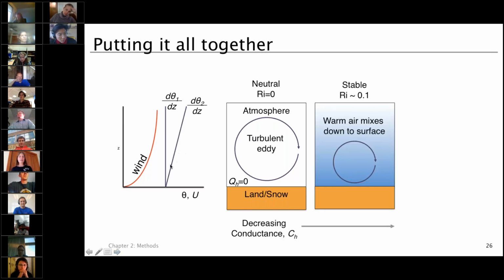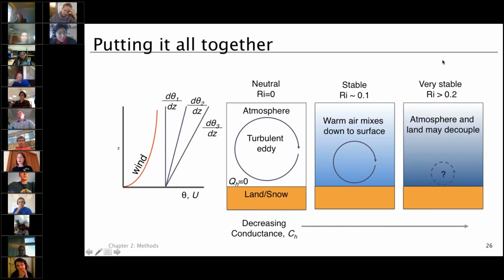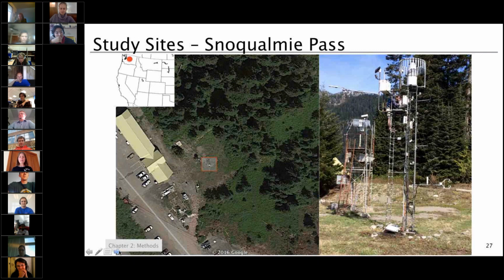Okay, so now we start getting gradually stable. So temperature is increasing, we have warm air, we have decreasing conductance because now we have some stability, buoyancy is reducing mixing. So the Richardson number is about 0.1 here, but it's not too high. Warm air is mixing down to the surface. Now, very stable conditions. So here's this picture. We have a very sharp gradient of the temperature with height, and the atmosphere may decouple. We're not sure. If we have decreasing conductance, we expect again there to be less mixing. So let's look at some observations.